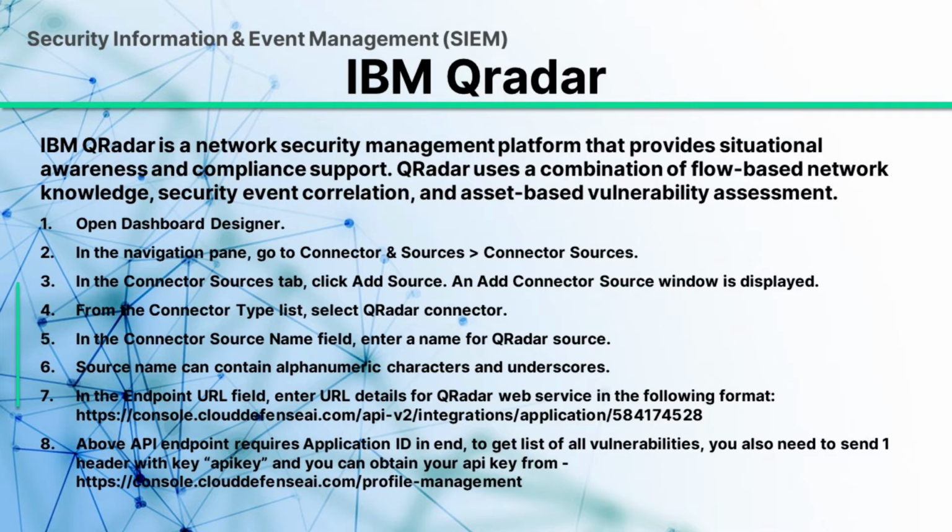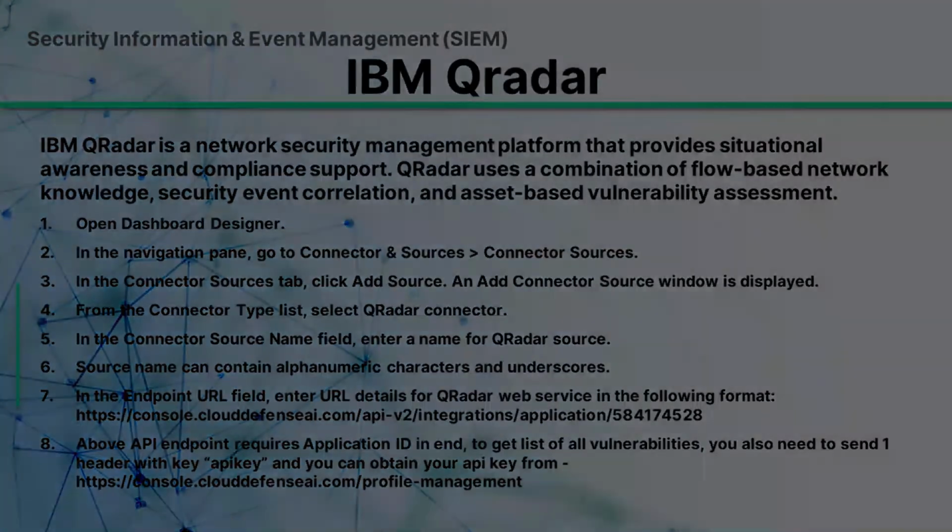In the Endpoint URL field, enter URL details for QRadar web service in the following format. Above API endpoint requires application ID in end. To get list of all vulnerabilities, you also need to send one header with key, API key, and you can obtain your API key.